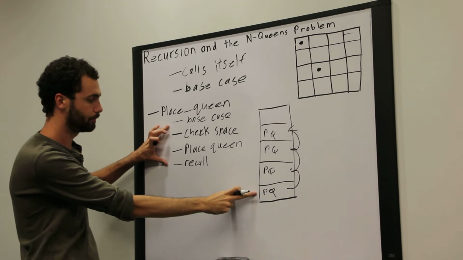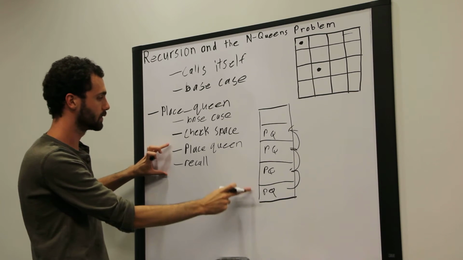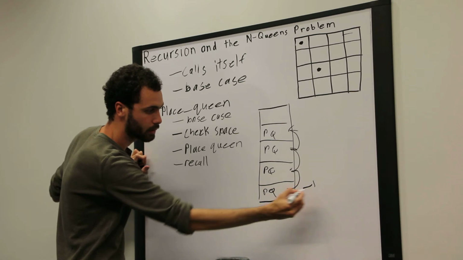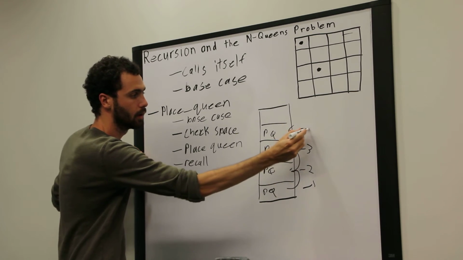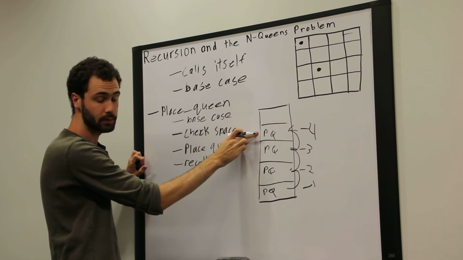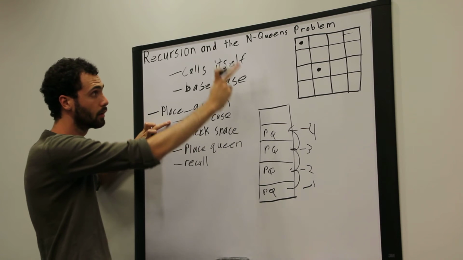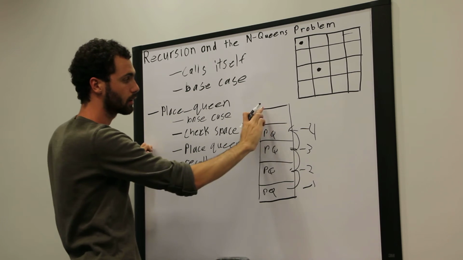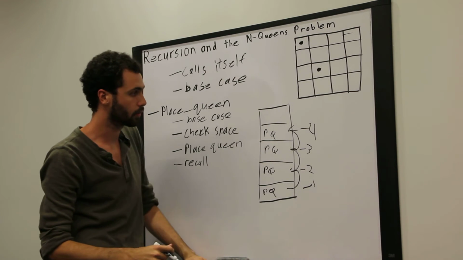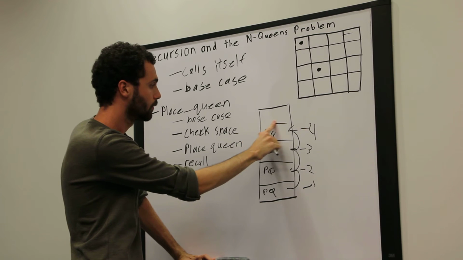But before our function calls itself, it first places a queen. So at this point we have 1 queen on the board. Here we have 2. Here we have 3. Here we have 4. And this one doesn't call again because our base case has occurred. We have n queens on the board, in this case 4. So we do not call it again, and our program will resolve top down.